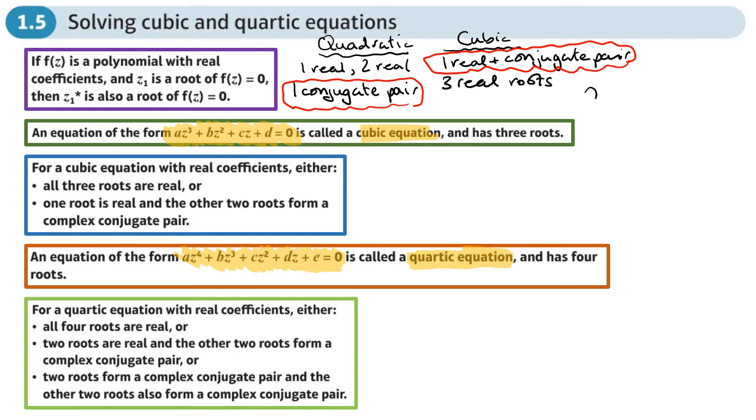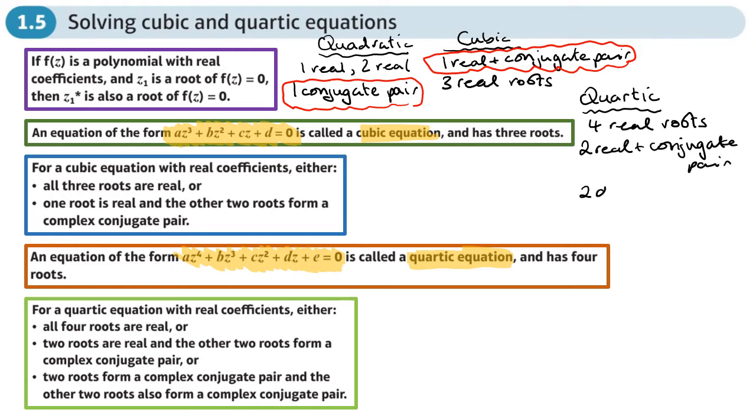And then the last type is a quartic. We've got more options. So with a quartic, you could have 4 real roots. So that's going to be for normal maths lessons. We could have 2 real roots and a conjugate pair. So that makes the 4 roots. So we'll be interested in those. Or we could have 2 different conjugate pairs. So these are the ones we're going to be interested in.